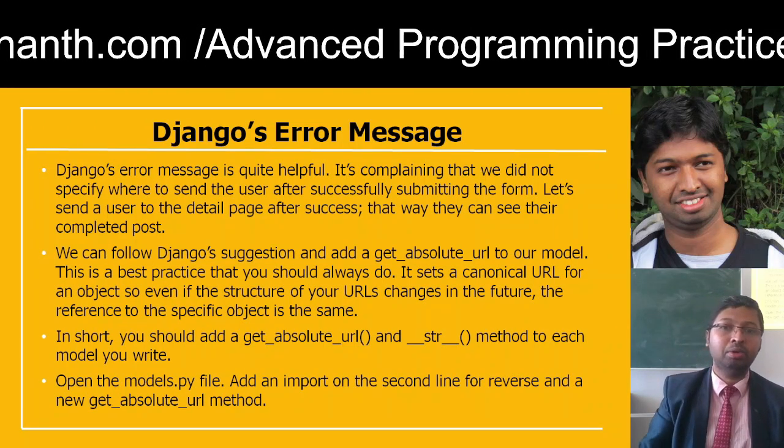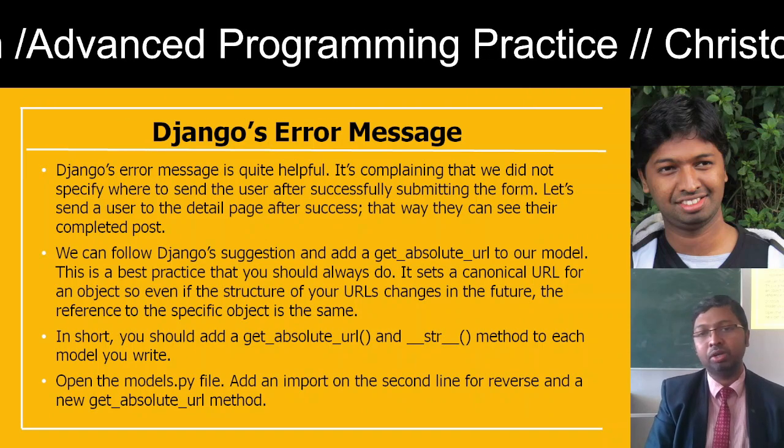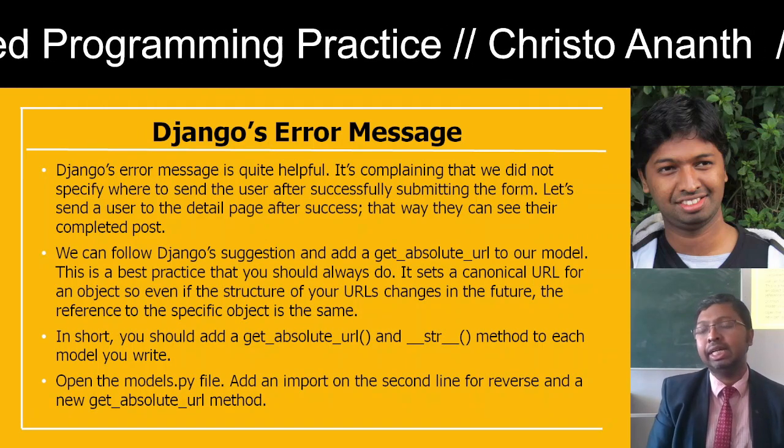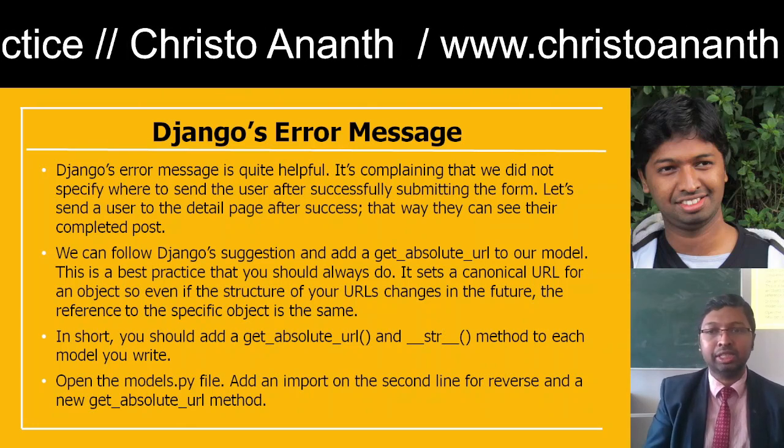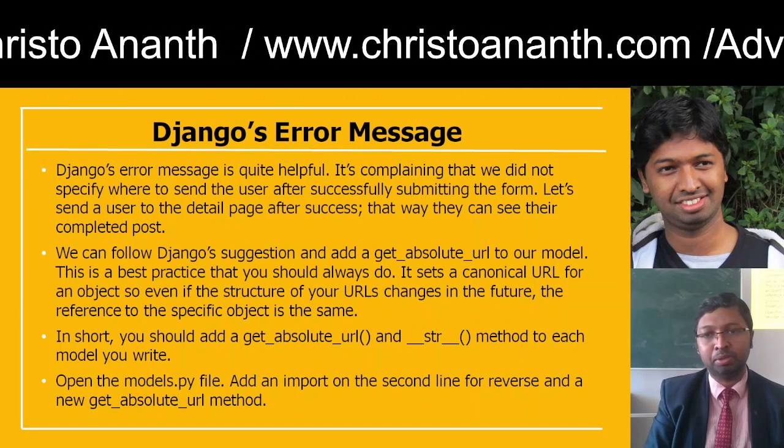So we will go with the Django suggestion. What we will do is add a get_absolute_url to our model. So you can set a canonical URL for an object you are pointing to.